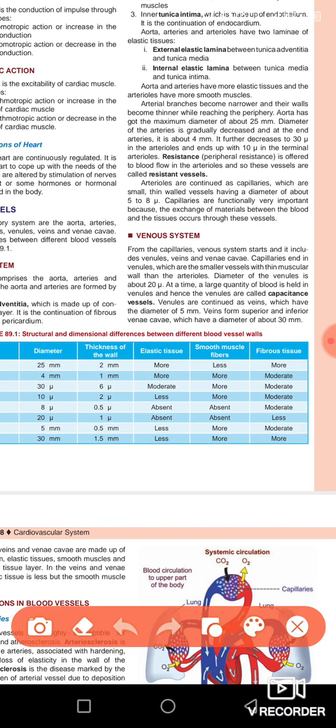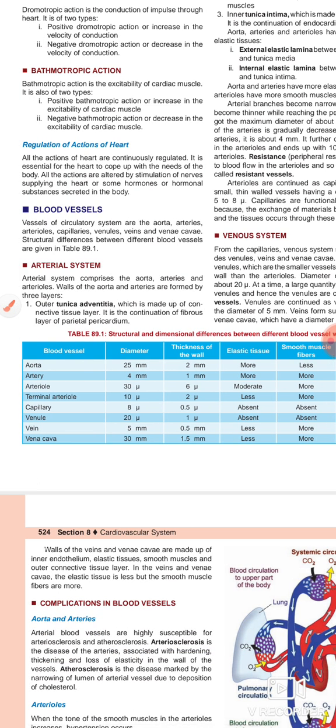Last is the fibrous tissue. The aorta has more fibrous tissue, then moderate, less in the venules, then moderate, and more in the vena cava. So the vena cava and the aorta, you can see here, have more fibrous tissue, while in all the other vessels, arteries, capillaries, it is less or moderate. In the aorta and the vena cava, fibrous tissue is more, and in the others it is moderate. Okay.